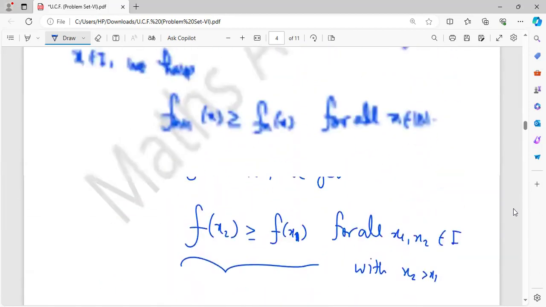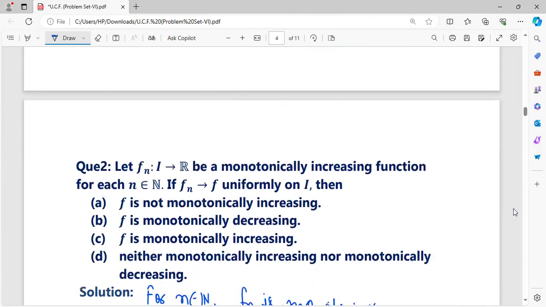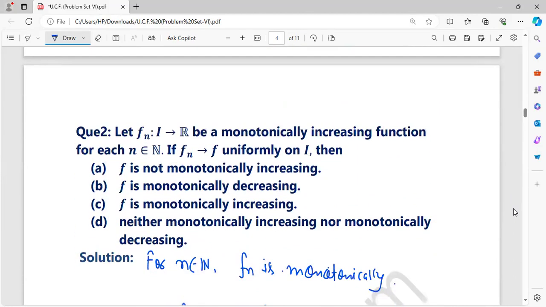So which option is correct? Option number A is not correct. Option number B is not correct. Option number C is correct. Option number D is also not correct. F is monotonically increasing.